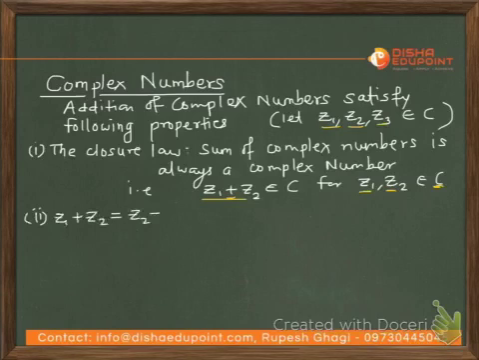Now the second property. We know that z1 plus z2 will be equal to z2 plus z1. That is, we can add the two numbers in any order and still we will get the same result. We call it the commutative law.